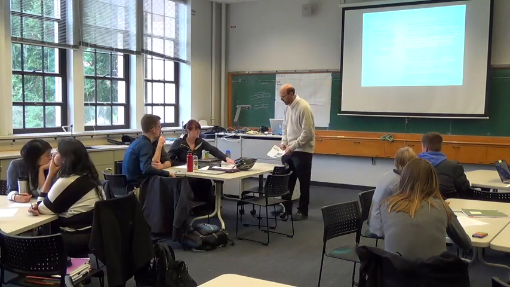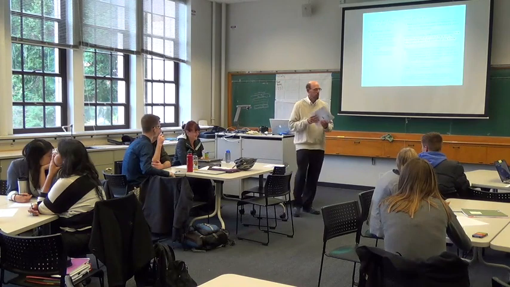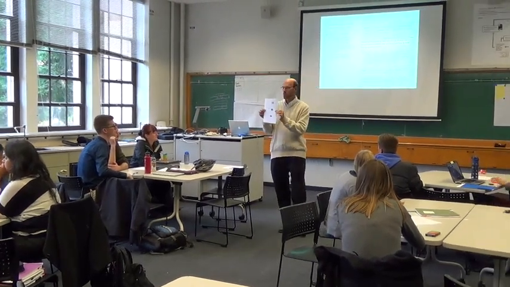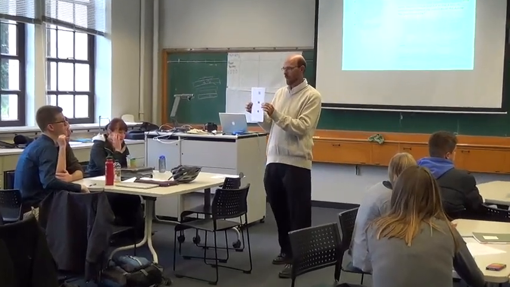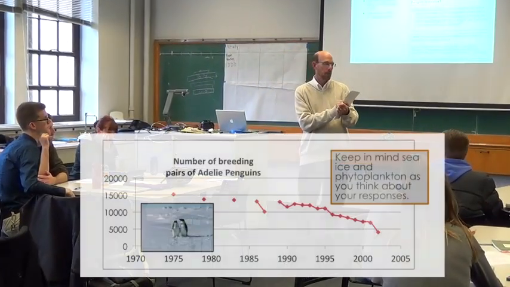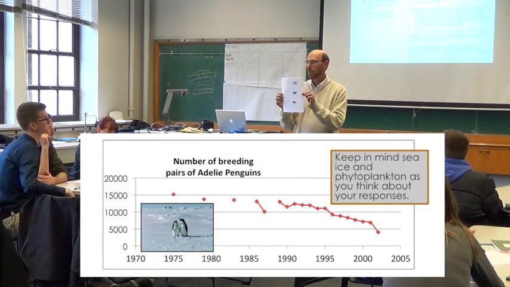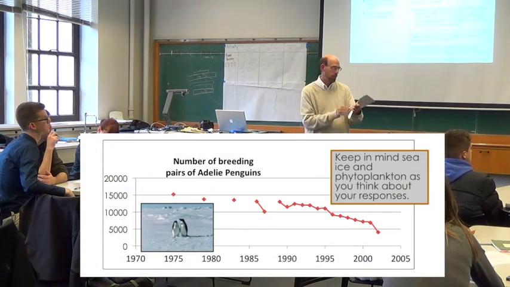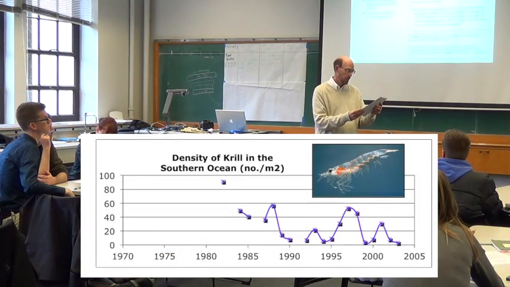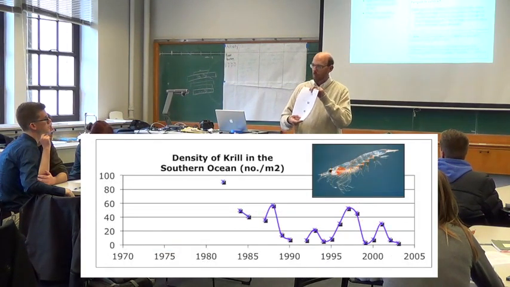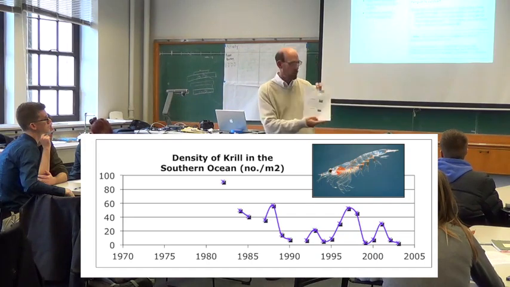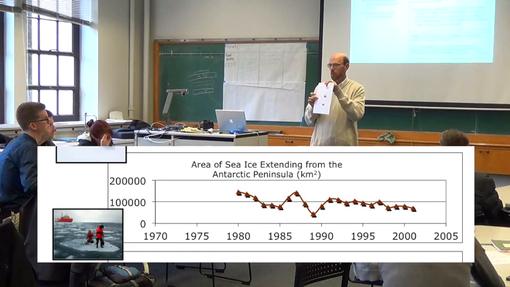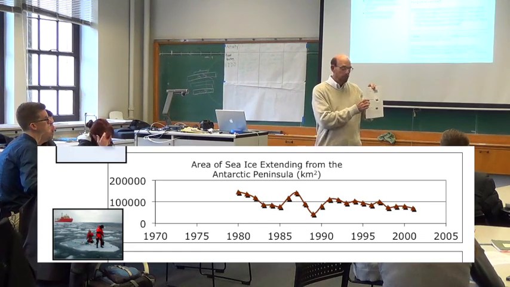On this sheet, there are some trends, some graphs that show what population trends are for these organisms. I've got the number of breeding pairs of Adelie penguins taken over a period of probably 35 years. I also have the density of the krill in the area where the Adelies are over time. In the middle, I have a graph about sea ice, which is an abiotic factor.